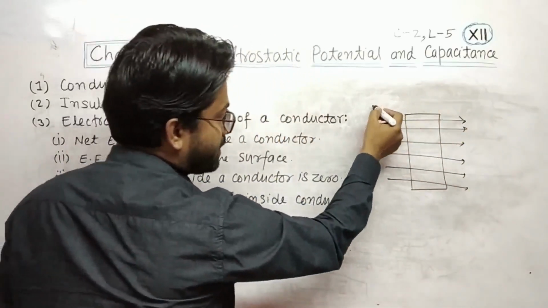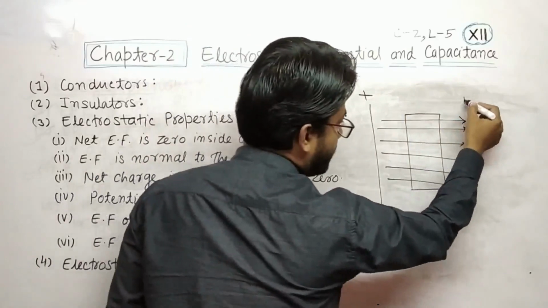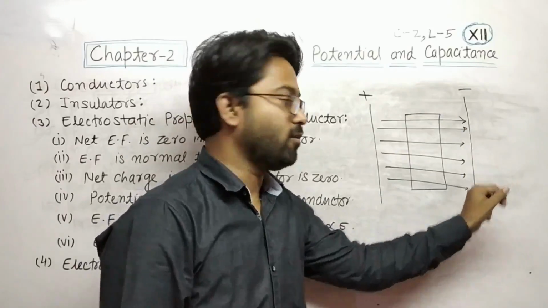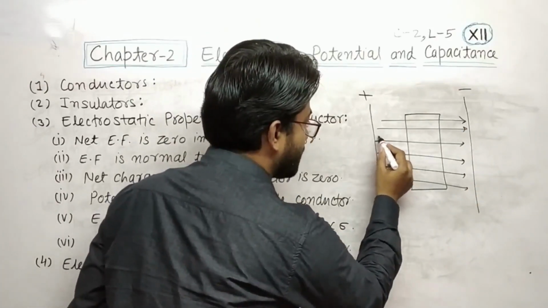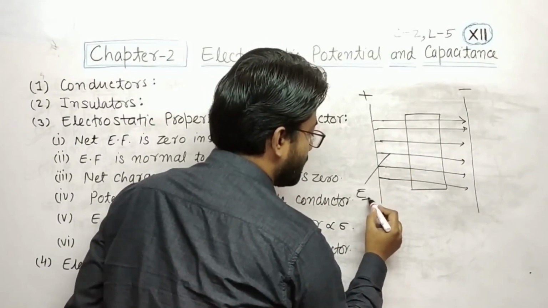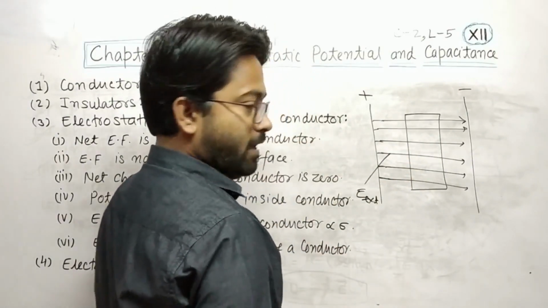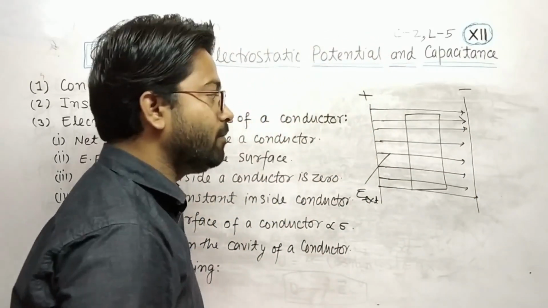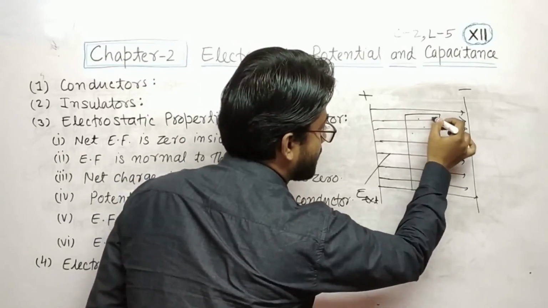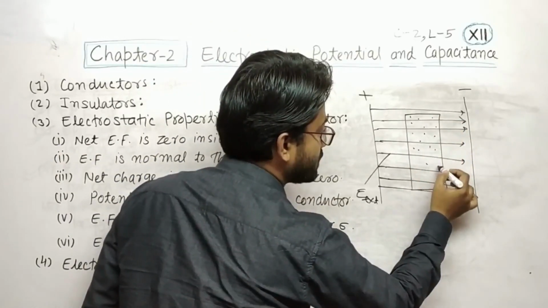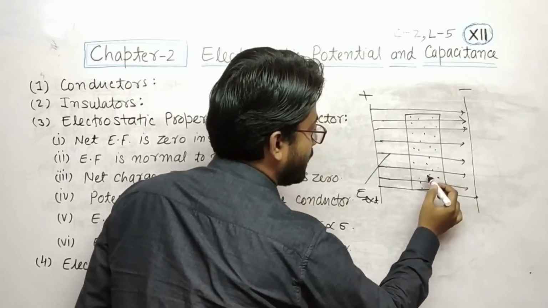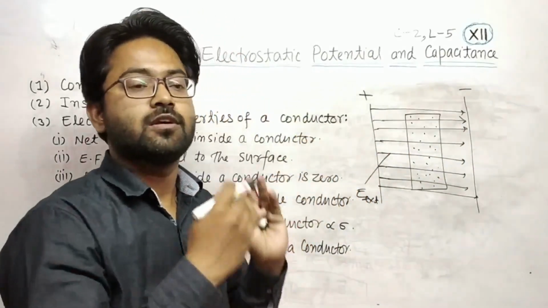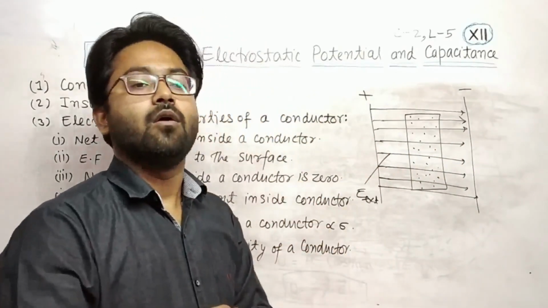If any conductor is placed inside an external field, there may be a positive plate and a negative plate, because the electric field is from the positive plate to the negative plate. This electric field is an external electric field. The conductor will have many positive and negative charges. If there is no external field, the positive and negative charges will be distributed uniformly all over the conductor.